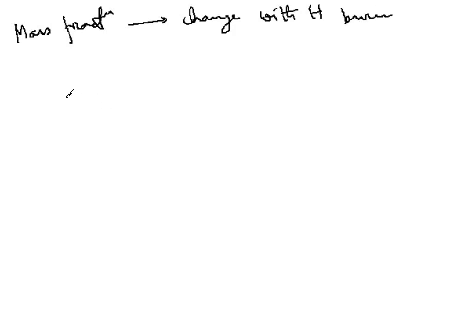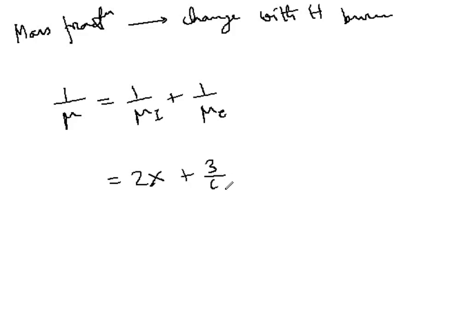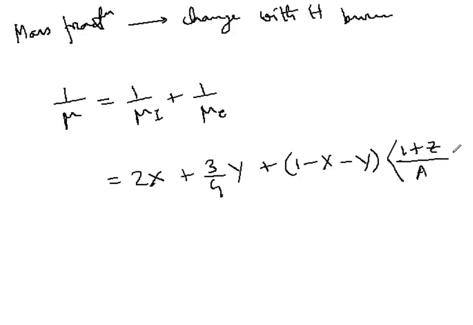Now let me write down the expression you must remember. So it was 1 by mu for ions, then for electrons, and this is equal to basically twice x plus 3 by 4 y plus 1 minus x minus y, right? And then there was an average term. What was that? It was 1 plus z by a, averaging. This was the result, where of course we have used the fact that x plus y plus z is equal to 1.